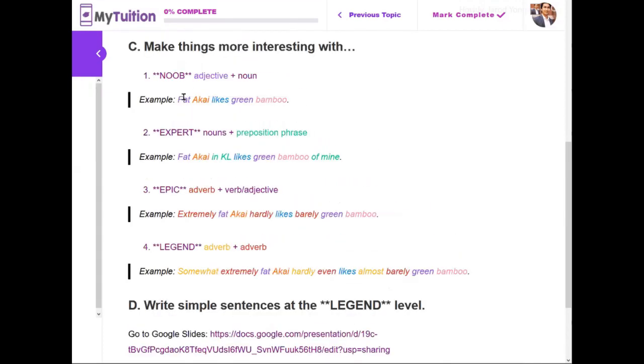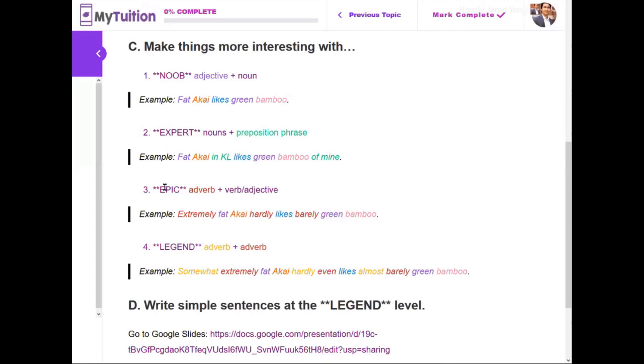Or, if you want to challenge yourself, go up to the expert level and add preposition phrases. Simple preposition phrases like those that are quoted in green. Fat Akai in KL. So this is a preposition phrase. In KL. Where's Akai? That dude is in KL. Likes green bamboo of mine. So the bamboo comes from me. And these are prepositional phrases, and this is how they work. They come after the noun.